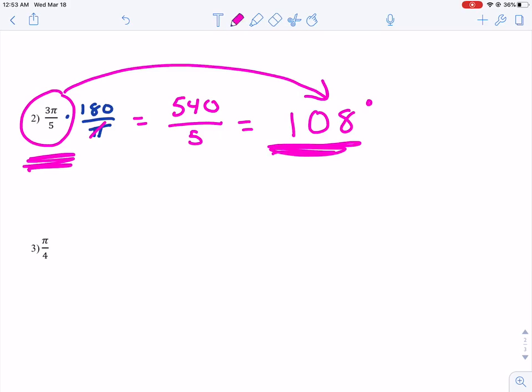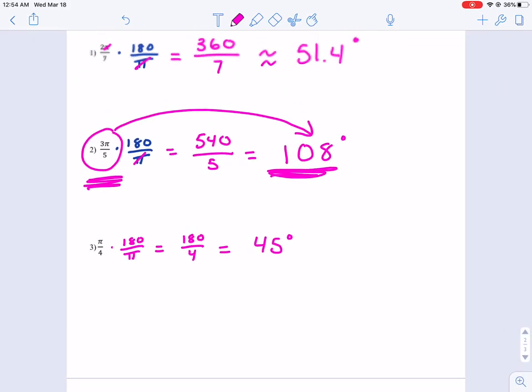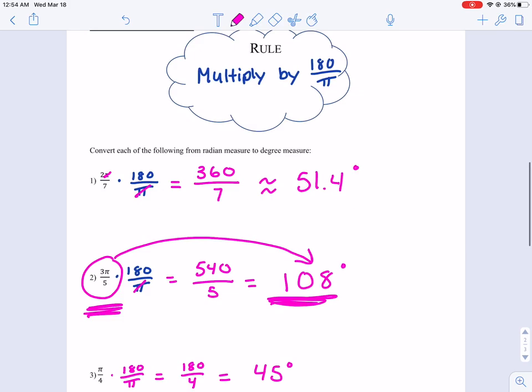All right, last one. Let's multiply by 180 over pi. End up with 180 divided by 4. And if we do 180 and we divide that by 4 in our calculators, we get an angle measure of 45 degrees. So that is all that we are going to review today.